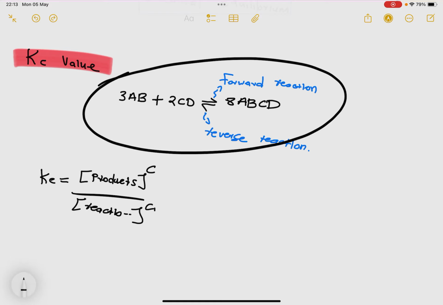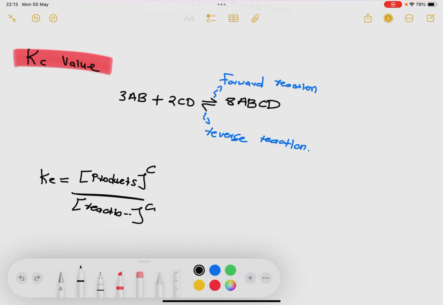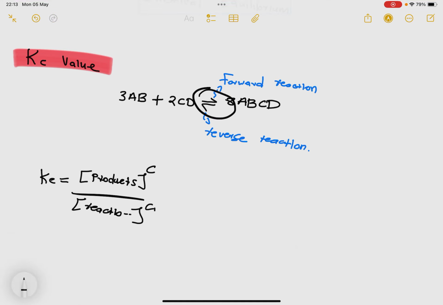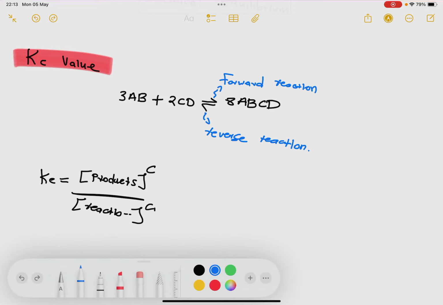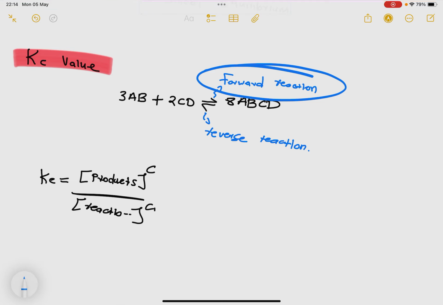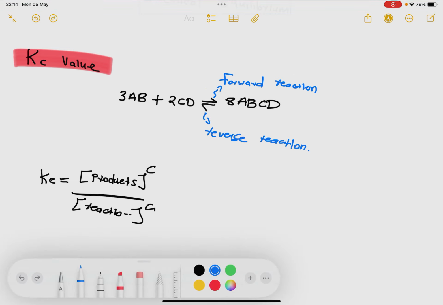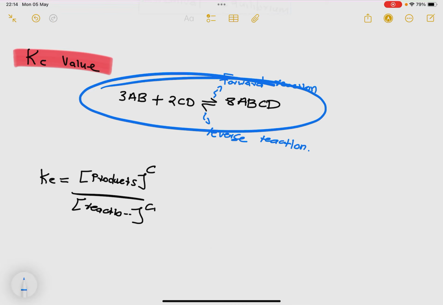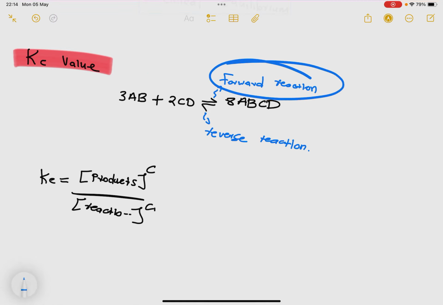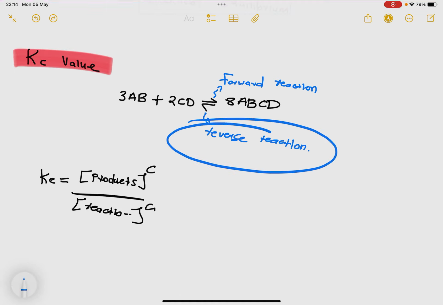So let's come back here, right? Which one is the products and which one is the reactants? That is very important for you to identify in chemical equilibrium, especially if you are given a reversible reaction. Which one is your product and which one is your reactants? So let's say that we are dealing with the forward reaction. Which one is the forward reaction? By the way, in this equation, we are having two reactions. We're having the forward reaction and we're also having the reverse reaction.